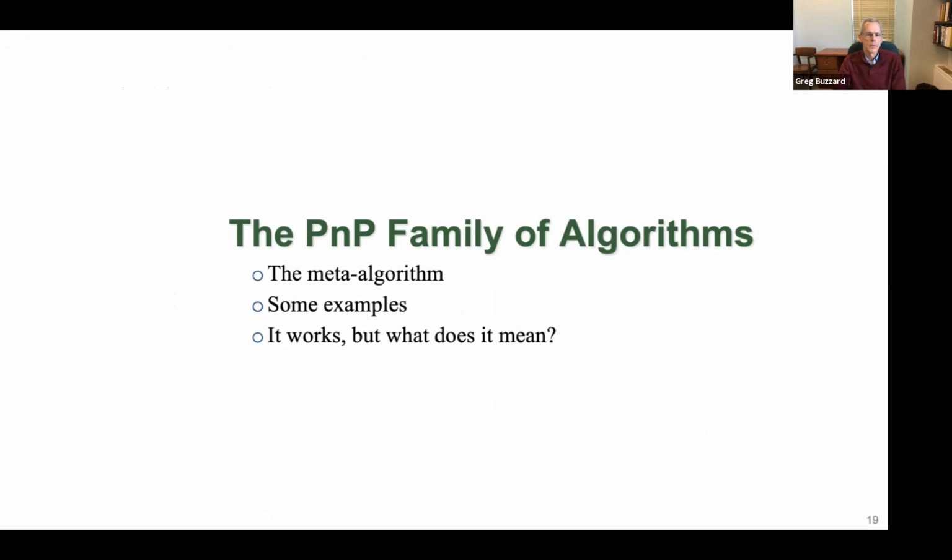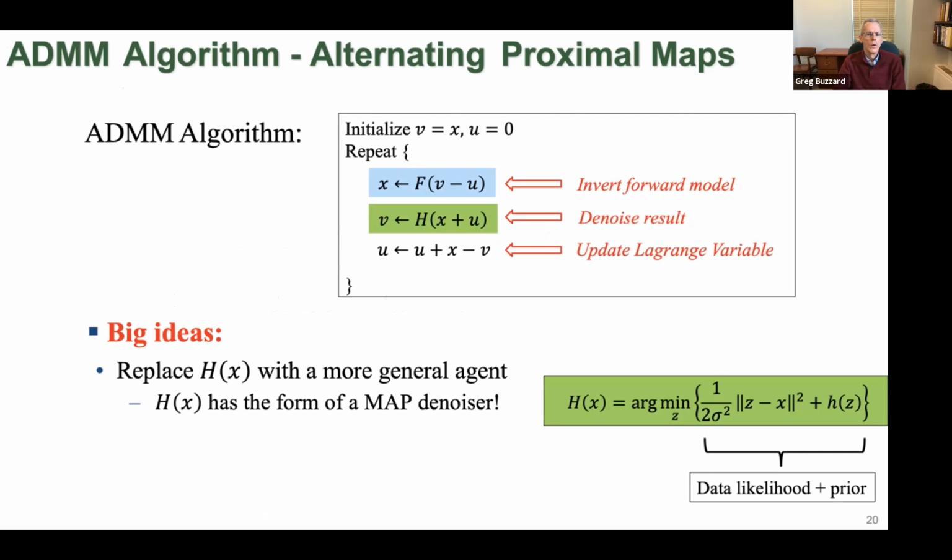Okay, so we'll talk a little bit about plug-and-play, describe it as a meta-algorithm, and give some examples. So we have this ADMM algorithm. We use this to get a little bit closer to fitting the data. We use this step to denoise the result, and then we update our Lagrangian variable.